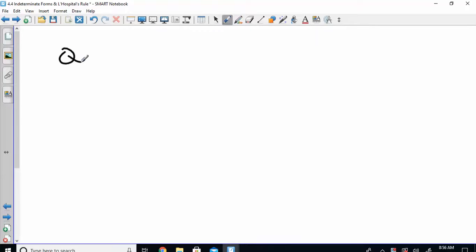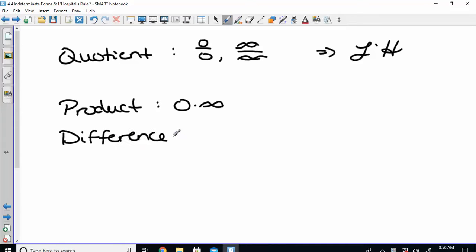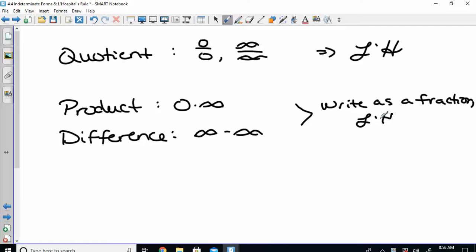The original ones, the first day we did the quotient, so those were 0 over 0 or infinity over infinity, and our strategy was just go straight into L'Hopital. Yesterday we did the product, 0 times infinity, and the difference, infinity minus infinity. And our strategies for these were to write as a fraction, and then you can do L'Hopital.